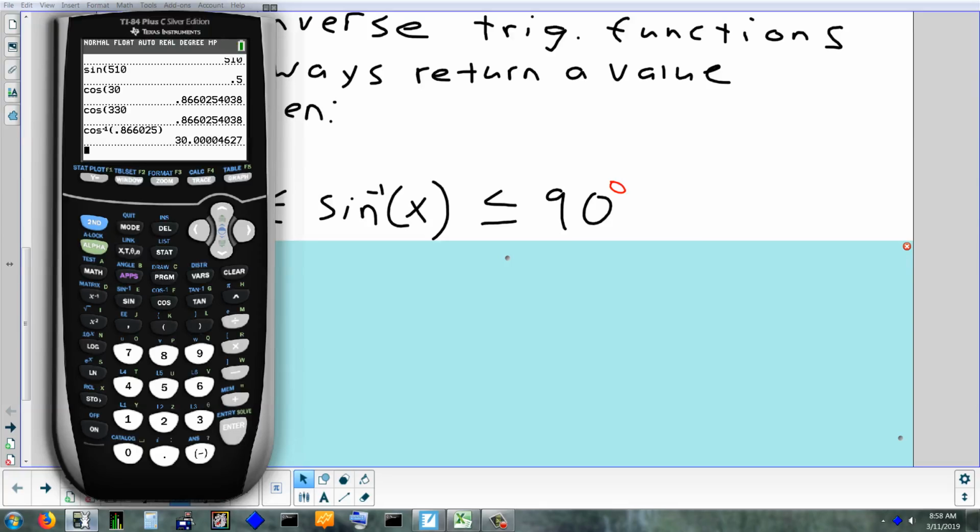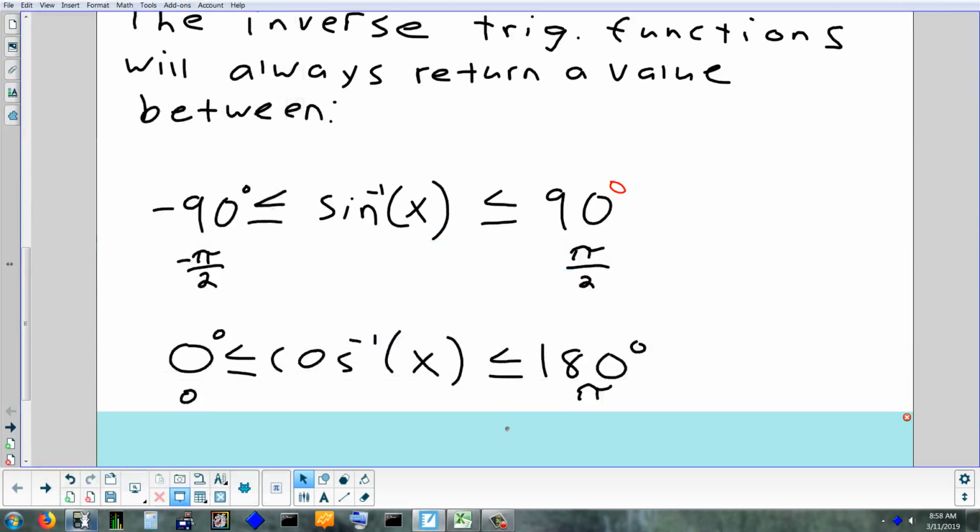So when we're dealing with inverse cosine, the calculator will always give you an answer that's between 0 and 180. And it does that to avoid the problem of having more than one answer. Okay. Below each angle, I'm writing the answer in radians as well. So you've got negative pi over 2 to pi over 2. It's negative 90 to 90. And 0 to pi. That's 0 to 180.